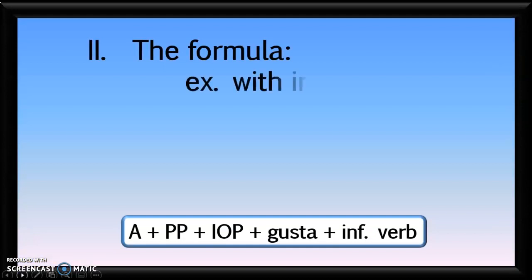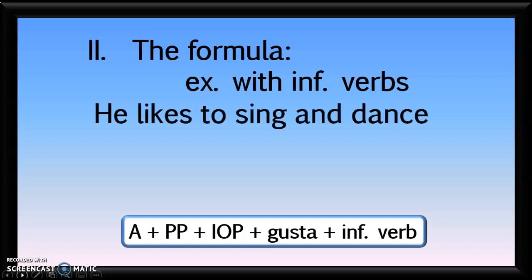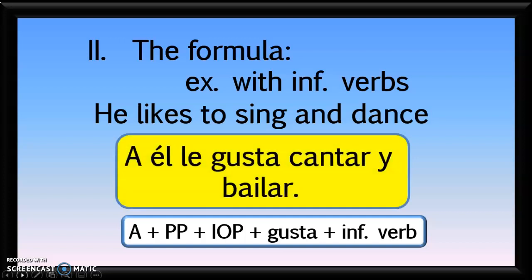Here's another example. Suppose you have more than one verb. Suppose you want to say he likes to sing and dance. Follows the same formula, you just add a second verb. A él le gusta cantar y bailar. Literally what you're saying is to him, it's pleasing to sing, and to dance.